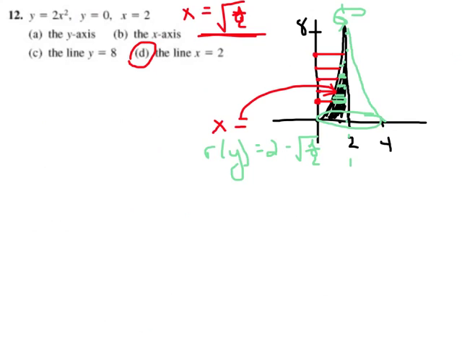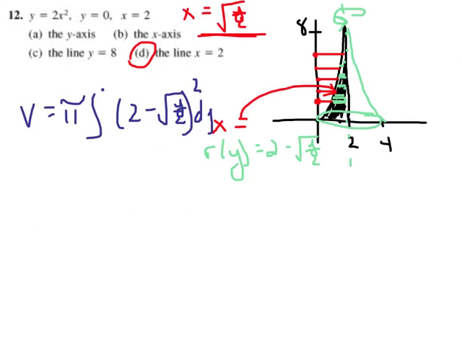Alright, so now it just remains to find the volume. Volume equals pi r squared, so there's our radius, let's square it. And now we need y bounds. We're going from 0 to 8 for our y bounds. Again, it's because everything's in terms of y.